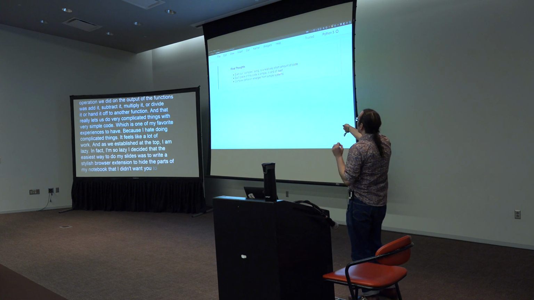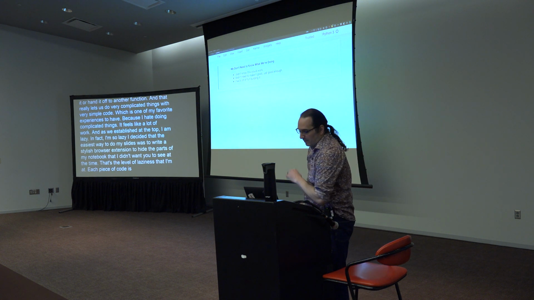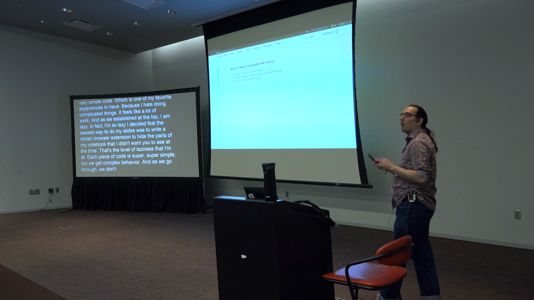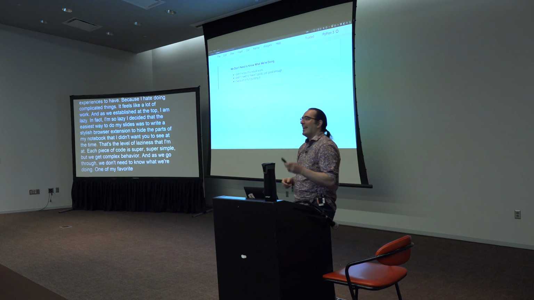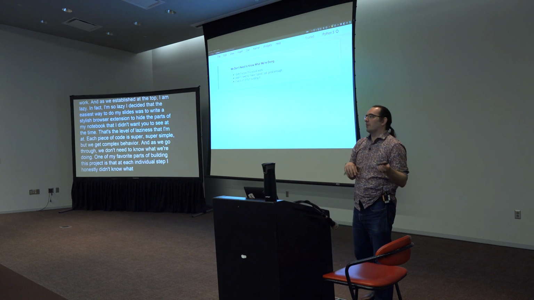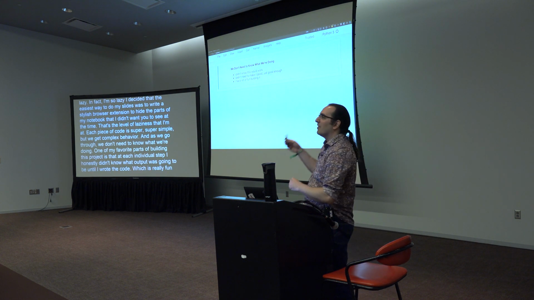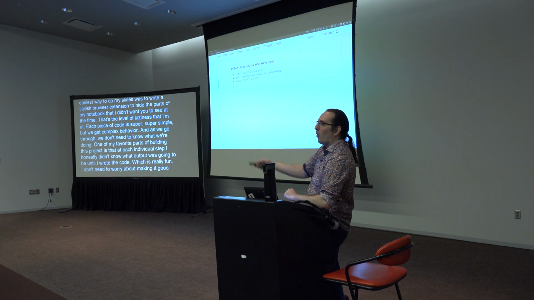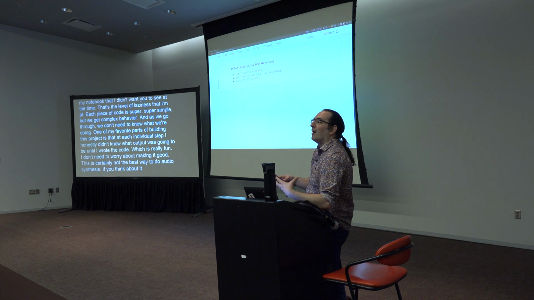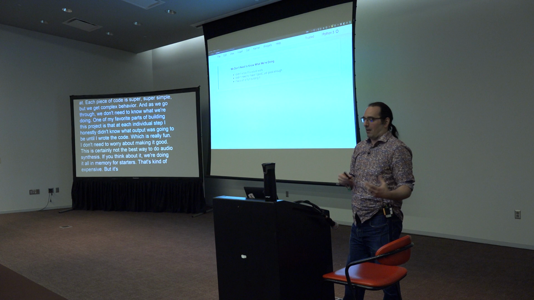Each piece of our code is super, super simple, but we get complex behavior. And as we go through, we don't need to know what we're doing. One of my favorite parts of building this project is that at each individual step, I honestly didn't know what the output was going to be till I wrote the code, which is really fun. I don't need to worry about making it good. This is certainly not the best way to do audio synthesis. If you think about it, we're doing it all in memory for starters. That's kind of expensive. But it's a fun way to do it, and it's good enough.